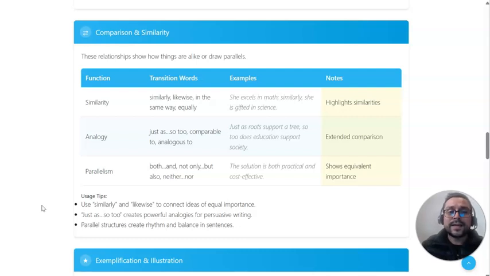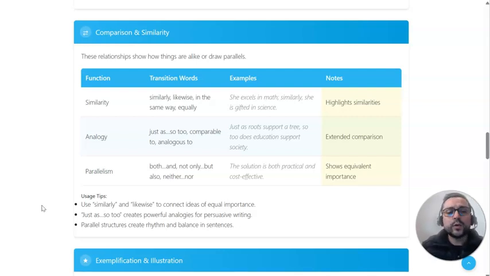The second function is analogy, which can be achieved through transition words like just as, so, to, comparable to, analogous to. For example, just as roots support a tree, so too does education support society. So be careful with inversion in these types of sentences, which are used for an extended comparison.